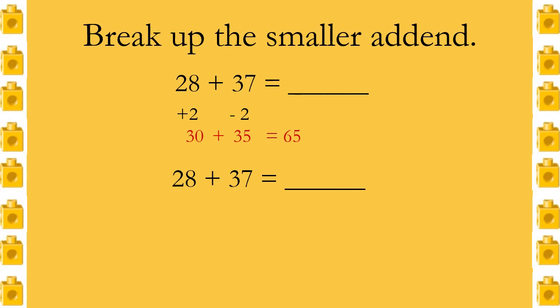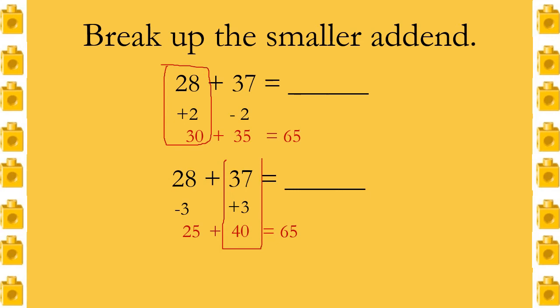30 plus 35 equals 65. Okay, we started that one with the 28. We could have done it the other way. 28 plus 37. Well, 37, if we want to make a zero number out of that, we add 3 and we get 40. We added 3 to the 37. We're going to subtract it from the 28. 28 minus 3 is 25. 25 plus 40 is also 65. So now we did it using this addend, but it doesn't matter because we still have the same answer, right?